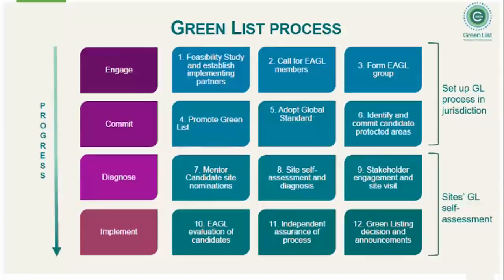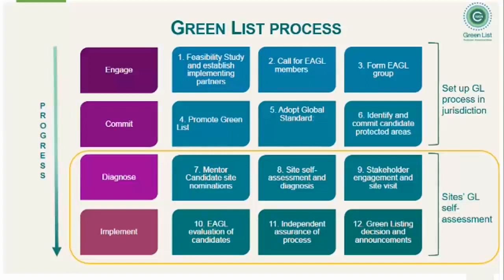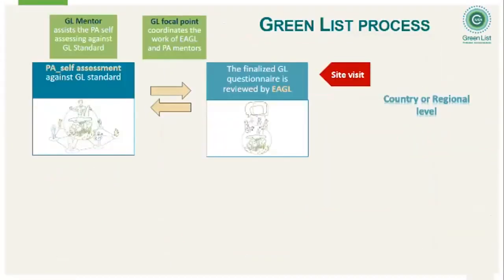Then the third and fourth steps, the diagnosing and implementing part of it, I'm going to detail in the next slide. So let's take an example of a protected area, which is self-assessing its performances against the Green List standards. And to do so, they're helped by what we call a Green List mentor. The mentor is the person that will help the protected area throughout their work of self-assessing themselves and explain what the Green List criteria are all about and what kind of evidences they need to provide.